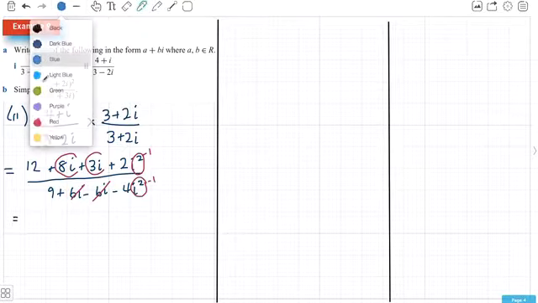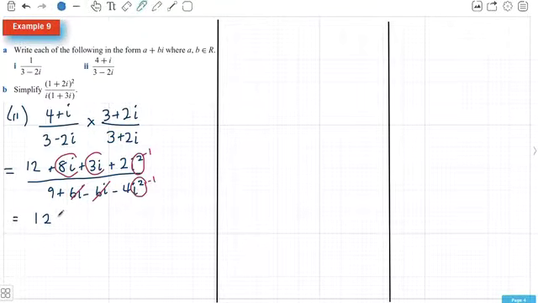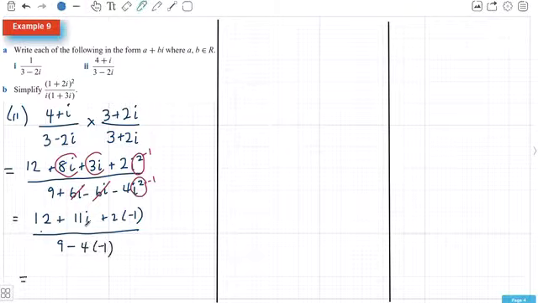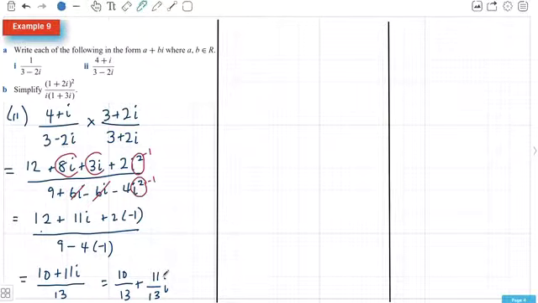So we've got 12, 8 plus 3 is 11i, plus 2 times negative 1 over 9, and we've got minus 4 times negative 1. So our final answer would be 12 take away 2 is 10, plus 11i over 9, and this will be plus 4, so over 13. And if you want to write it in that more common way, you just split it up into the two parts there for i.